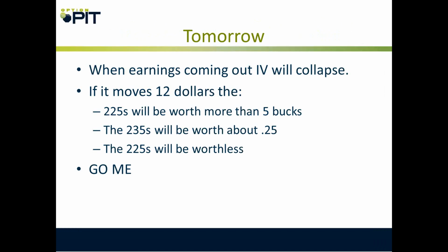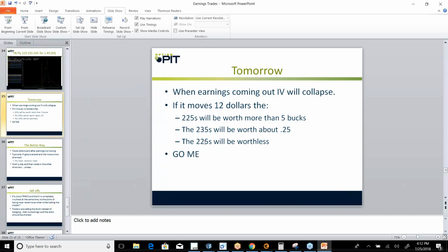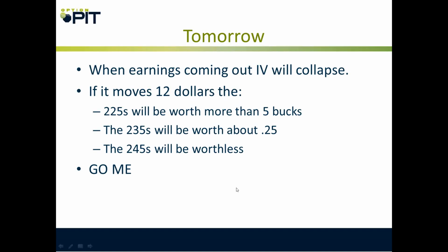So when earnings come out today, IV will collapse. So if, let's say, it moves $12 up, at $12 up my 225s will be worth about $5. My 235s will be worth a quarter, and my 245s will be worthless.